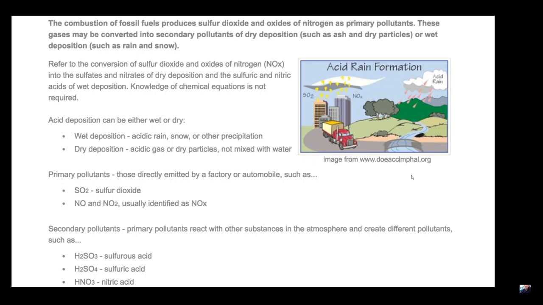And the primary pollutants associated with these come from factories and automobiles, and really we're talking about SO2, sulfur dioxide, and NO or NO2, usually identified as NOx. And then they can form into secondary pollutants, which are primary pollutants that react with other substances in the atmosphere to create different pollutants, such as H2SO3, sulfurous acid, H2SO4, sulfuric acid as well.